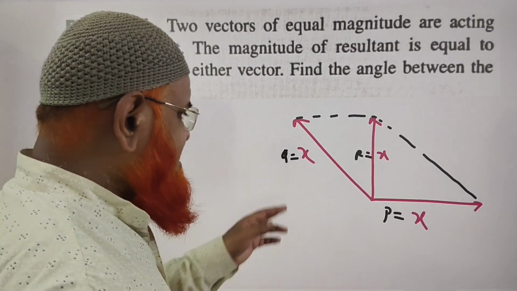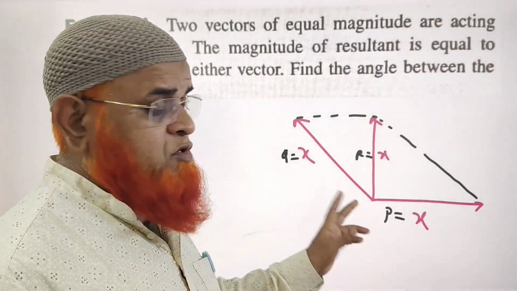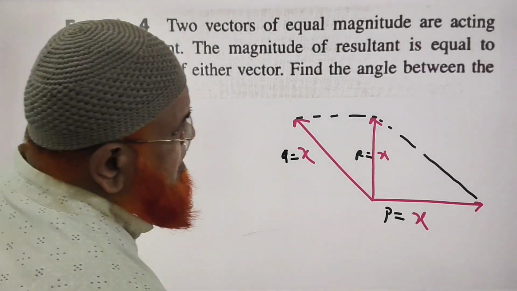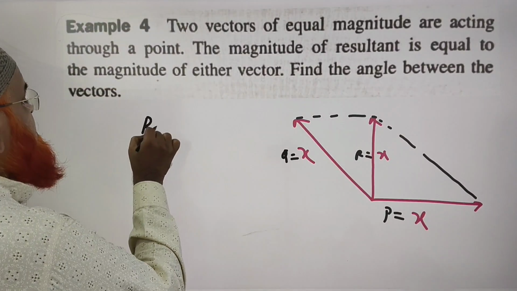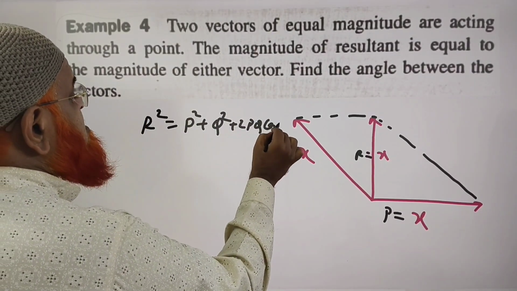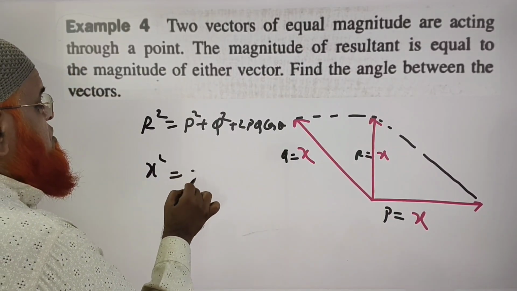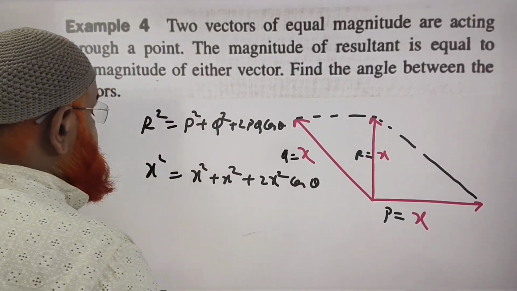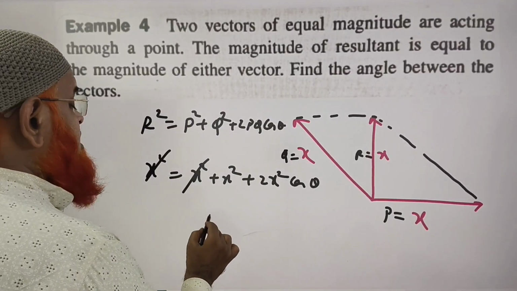When you want to prove that these two vectors are the same and the resultant is also the same as either of the two vectors, then at that situation, what is the angle? Find the angle between the two vectors. How can you find it? Just a simple thing: R square is equal to P square plus Q square plus 2PQ cos theta. Understood? So x square is equal to x square plus x square plus 2x square cos theta. Can we cancel out these two? Now, what can you write here?